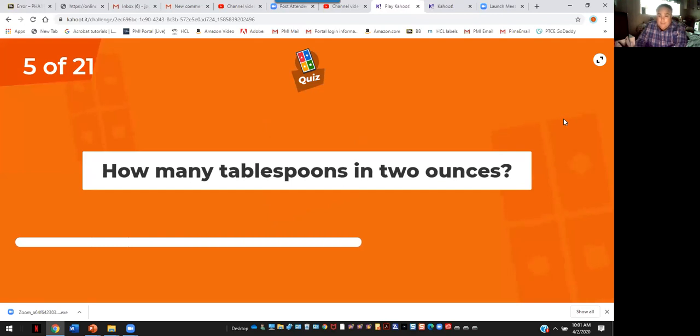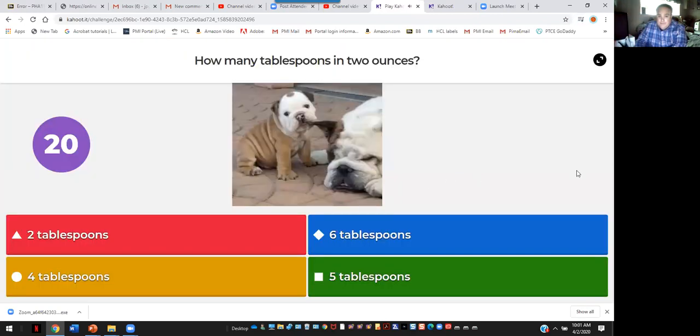How many tablespoons are in 2 ounces? There's 2 tablespoons in 1 ounce. We've got 2 ounces, so you look at your options.